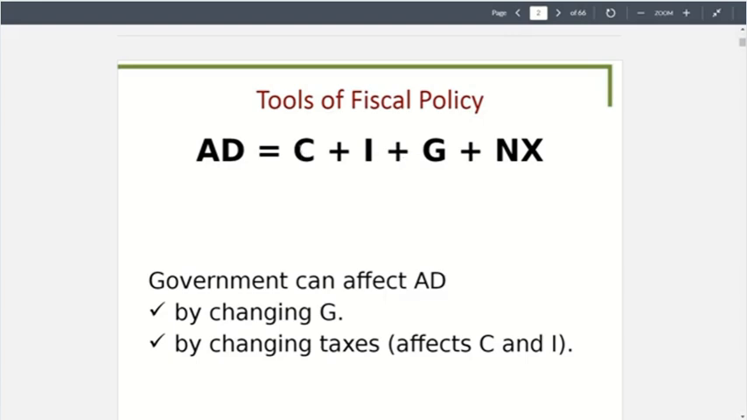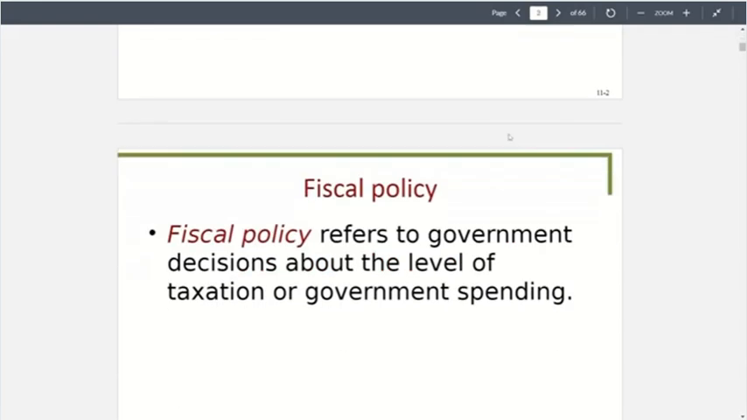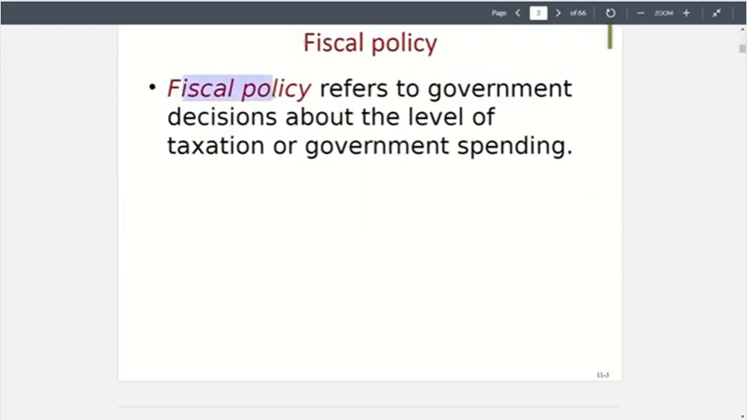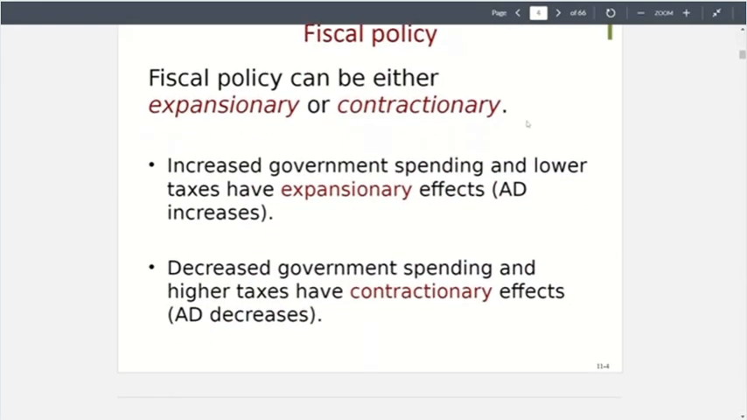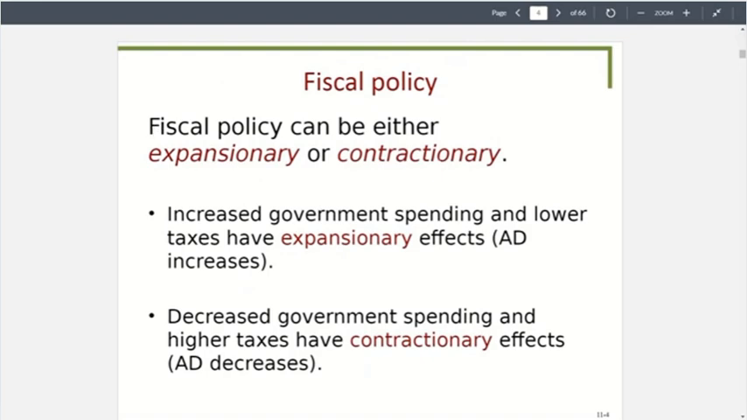Because of the income effect, when people have more money to spend, they either consume or invest, and that increases or decreases aggregate demand, right? So fiscal policy is whether government is increasing taxation, decreasing taxation, or changing its spending in order to boost the economy, or slow it down when there's an inflation gap. So fiscal policy can either be expansionary or contractionary.